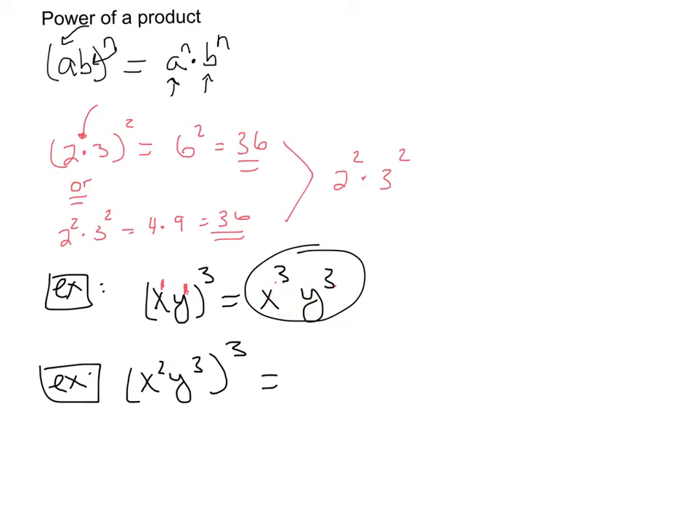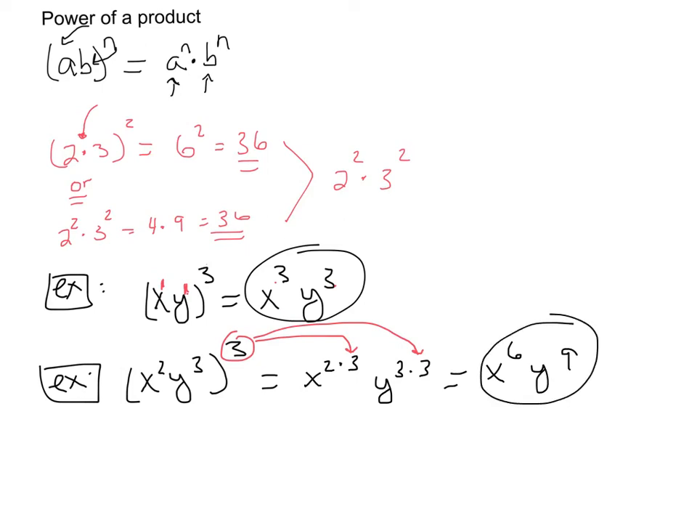So with this one, to write it out a little bit, we're going to have x squared times 3, and the 3 is coming from here. We're going to have to do the same thing again with our y variable. Once again, that 3 is coming from the exponent on the outside. We're going to simplify here, and we get x to the 6th times y to the 9th. And that's our final answer.